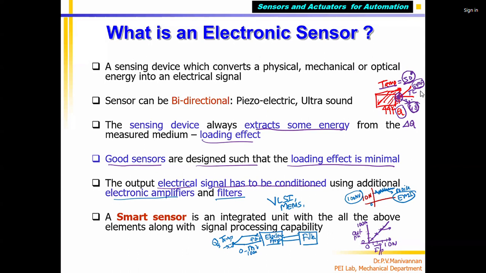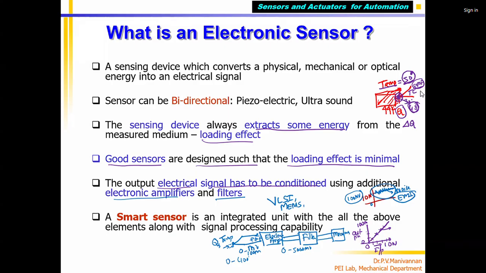Now, 0 to 100 millivolts, which is proportional to 0 to 400 degrees centigrade, is amplified by the amplifier to, for example, 0 to 5 volts, that means 5000 millivolts. After that, it still has noise, so it will be given to the electronic filter. It will remove the noise. Once that is done, it will be given to the measuring device.